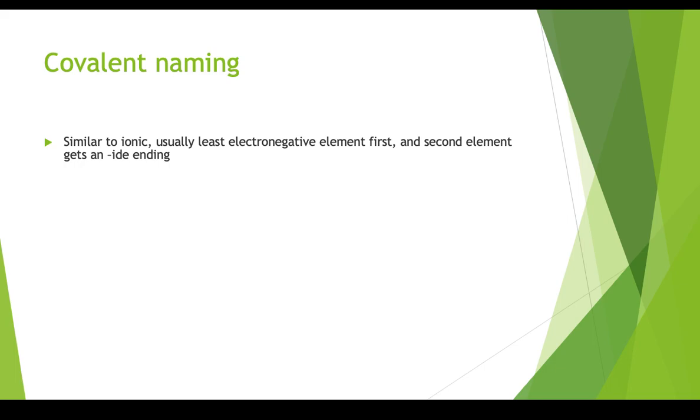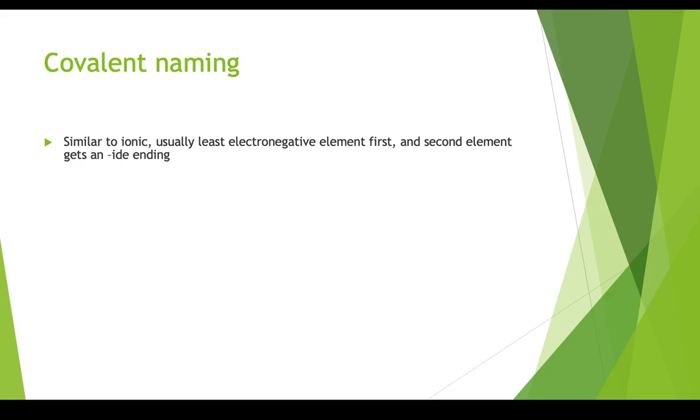All right, for covalent naming, some of the naming is going to look similar. Basically, our least electronegative element is going to be named kind of like a cation and go first, which means we don't really do anything to its name. And the second element is then going to get the "ide" ending.